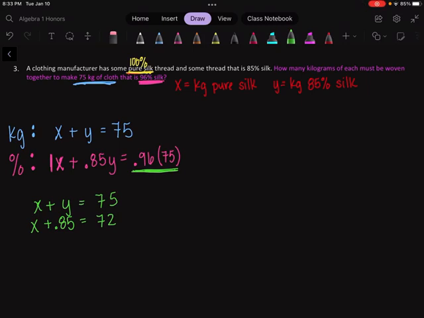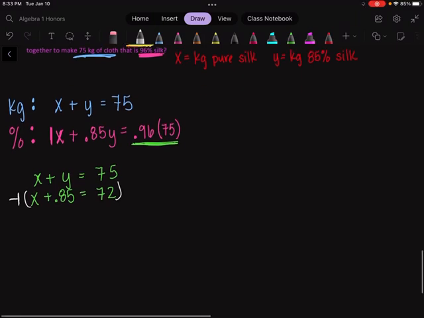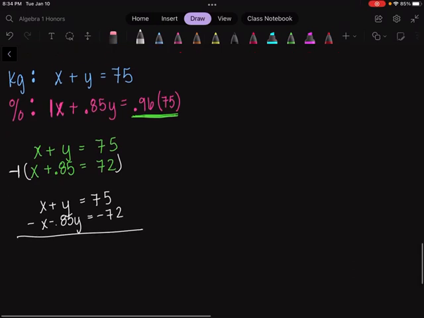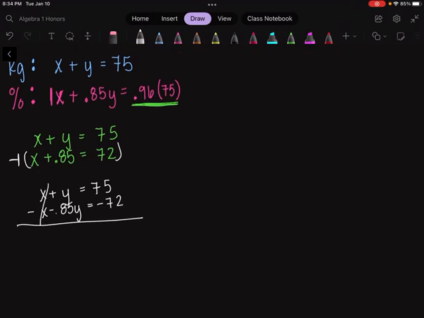All right, what variable should we cancel out? It should be pretty straightforward. I want to cancel out the x's, but I have to multiply at least one of them by a negative. So I'm going to multiply this guy by a -1. So if I rewrite that out, I have x plus y is equal to 75. Negative x minus 0.85y is equal to negative 72. So our x's cancel out there.